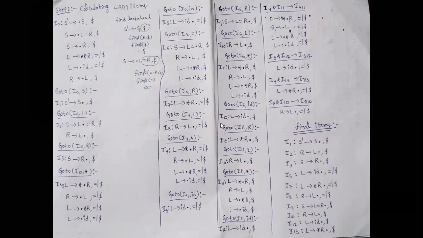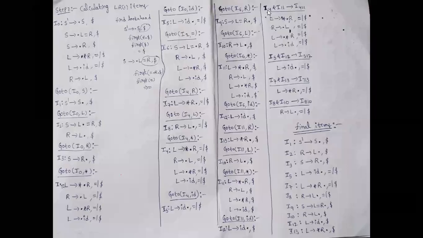And we are having I8. I8 is R produces L dot, and we are having I10. So R produces L dot. So the look ahead is different. Then we have to combine these two states into a new state, that is I810. Okay. So are there any productions to combine this one? There are no productions to combine.